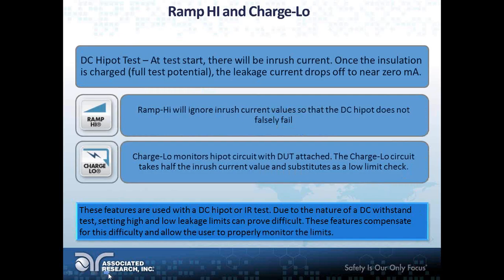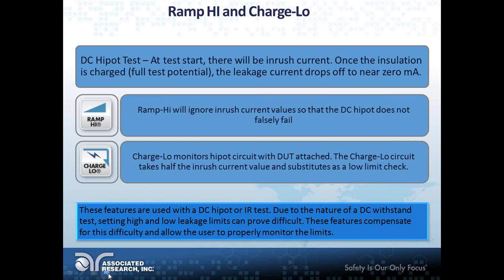Now let's get into some fun functional ones. The two biggest ones that stand out to me as functional, and we have others as well, but these really come in handy a lot, are ramp high and charge low. So earlier during this webinar, we talked quite a bit about setting leakage limits.